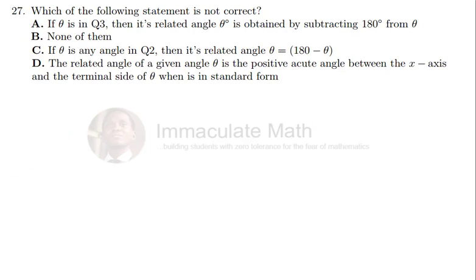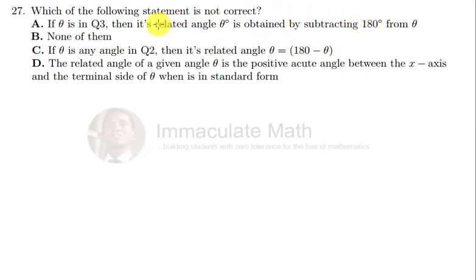Okay, so in this question they say which of the following statements is not correct. Now look at this first option. It said if theta is in the third quadrant, then its related angle is obtained by subtracting 180 degrees from theta.